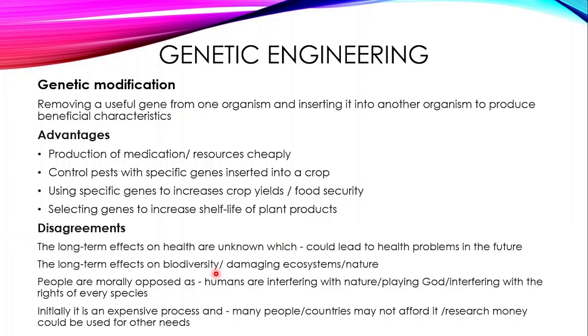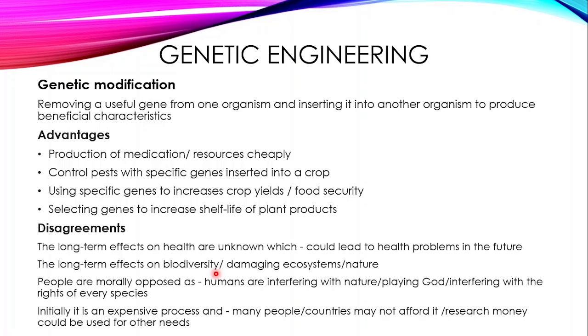Then genetic engineering. Genetic modification is the removing of a useful gene from one organism and inserting it into another organism to produce beneficial characteristics. The advantages, production of medication and resources are now cheaper. You can do pest control with specific genes inserted into a crop. So they are now more resistant, using specific genes to increase crop yields, which can help with food security, and then selecting genes to increase shelf life of plant products.